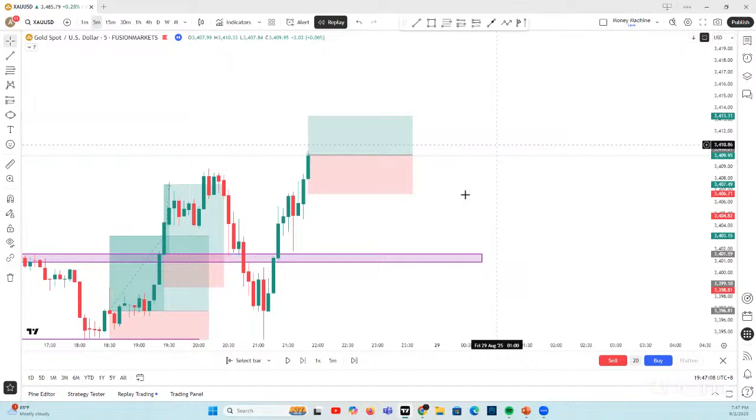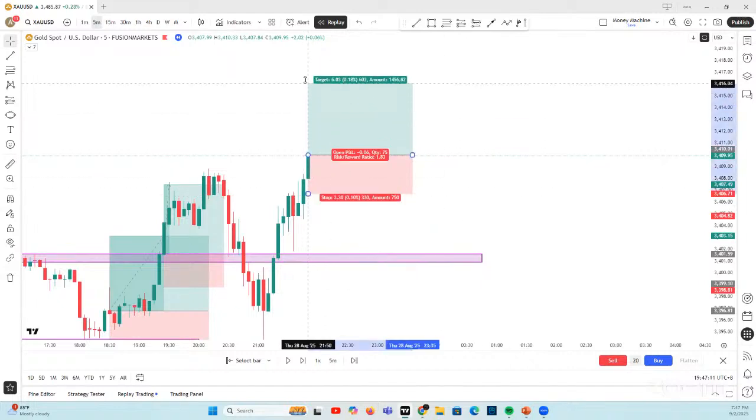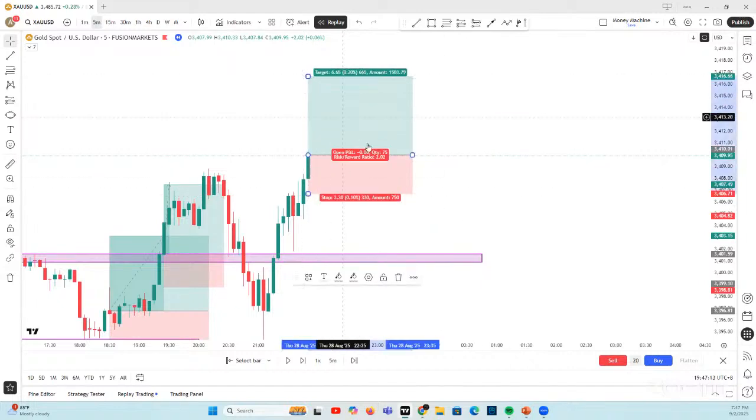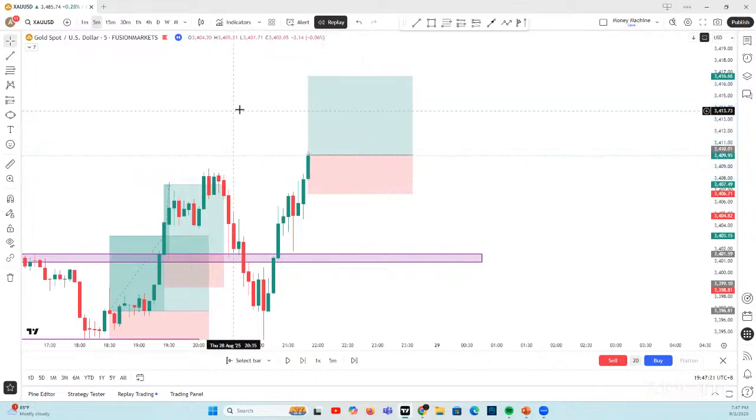Once you have that, target 1:2 again. This is 1, this is 2. Your stop loss is always less than your profit. So 1:2. Play this out.